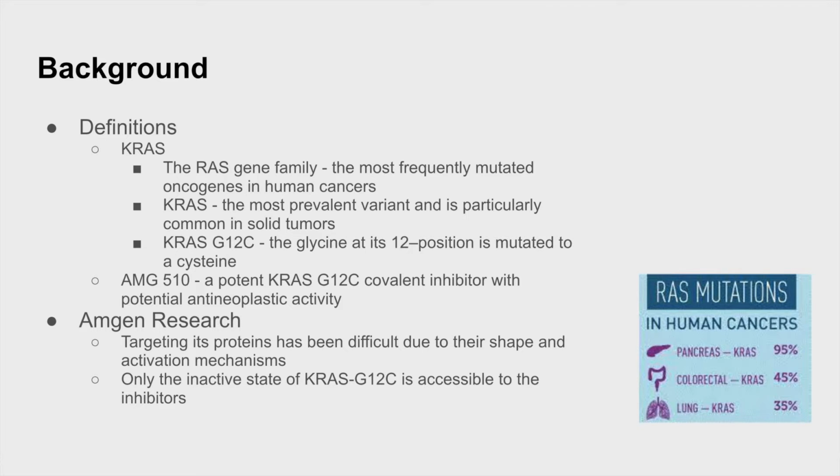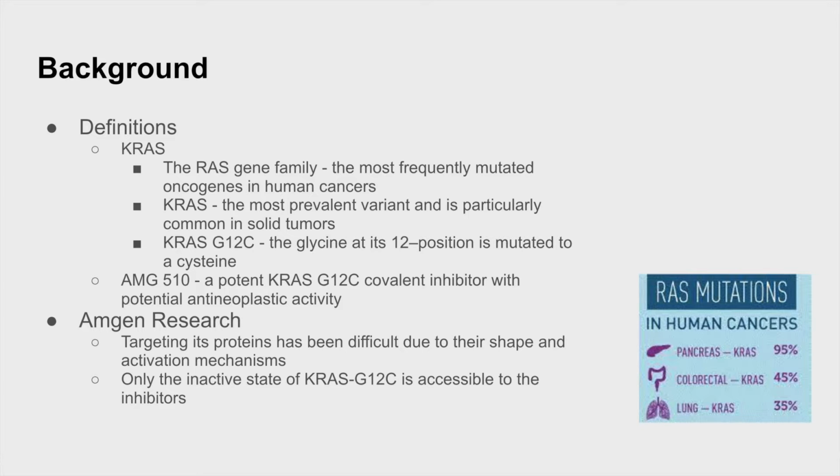G12C, the mutant Amgen scientists used, is so named because the glycine at its 12th position is mutated to a cysteine. AMG 510 is a potent KRAS G12C covalent inhibitor with potential anti-neoplastic activity.